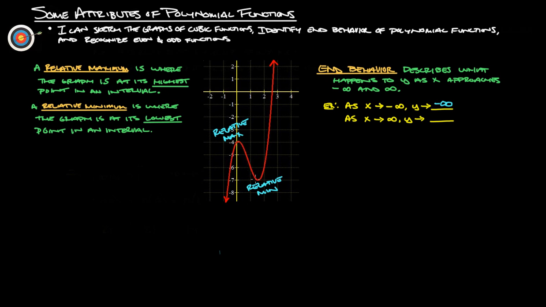As x approaches infinity, so as x gets bigger and bigger, it starts here at -4, it actually starts off by getting smaller and smaller, but as it keeps going and going and going, it's getting bigger and bigger and bigger. So as x approaches infinity, y approaches infinity in this case here.